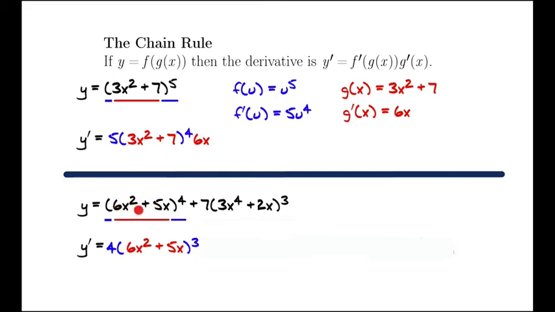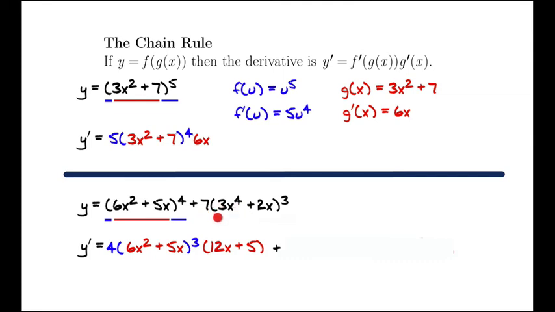So g of x is 6x squared plus 5x. We multiply on by g prime of x. The derivative of 6x squared plus 5x is 12x plus 5. That's multiplied on by g prime of x. Remember, we have to have parentheses around this because it's the g prime of x times this entire thing. And then we add on the result over here.